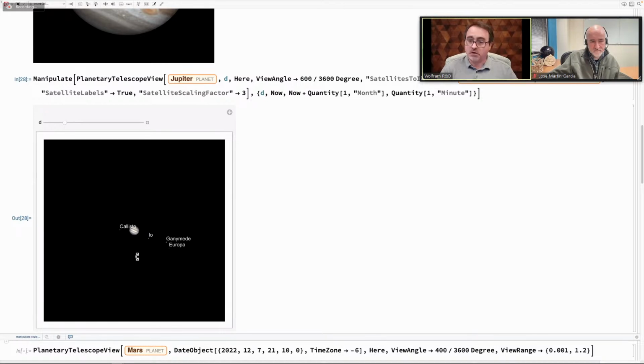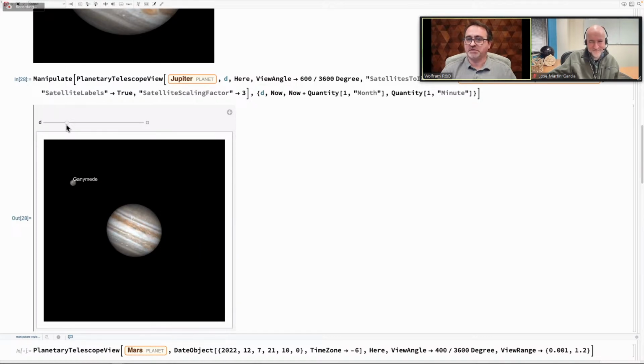I can also, I'm not used to using a Mac here, but I think this is the right way. I can zoom in if I want to. And see, I've even got textured versions of the moons there. So the moons themselves are actually 3 times their normal size here. You can see I've got satellite scaling factor set to 3. So you can actually see hints of the textures on this.